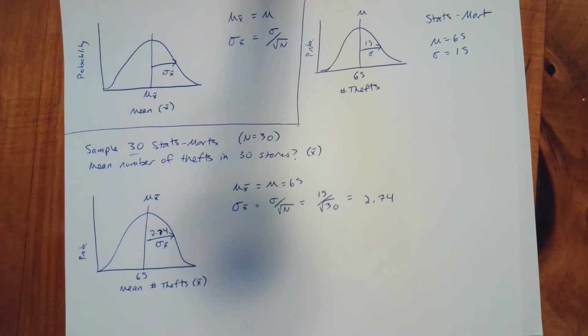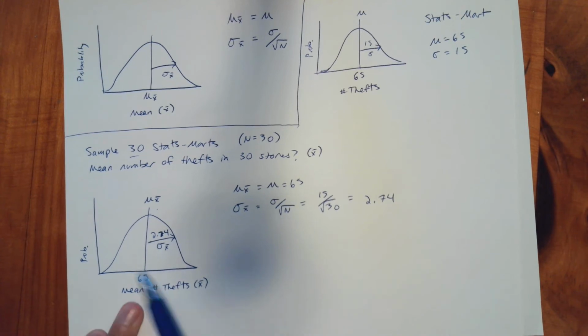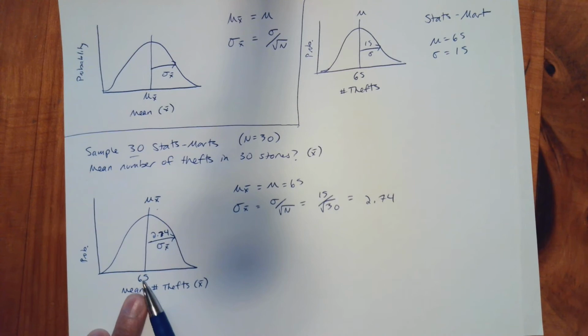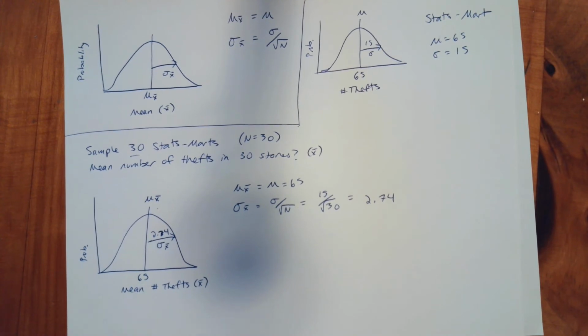So now we have something that looks a whole lot like a regular normal distribution, where we have our most likely value. So it's most likely you're going to get a mean of 65. And then we have a number that tells you how spread out this sampling distribution is, and tells you how closely these possible sample means are bunched around your most likely mean of 65.